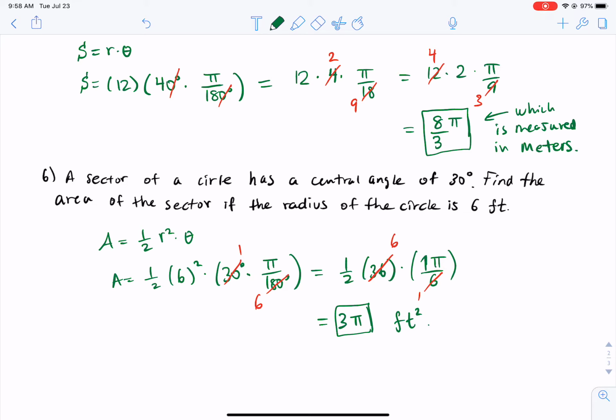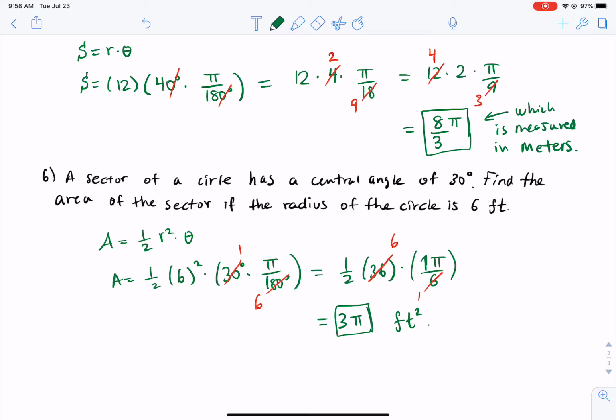If I don't put feet squared, they can take off a point. Not in math classes, not on the final. In the physics class, they would care, but not in a math class.